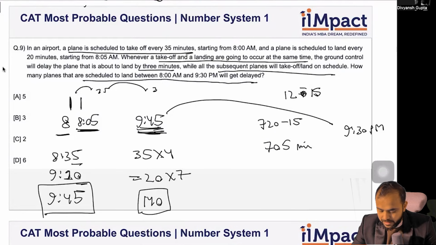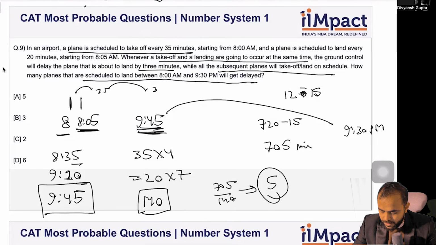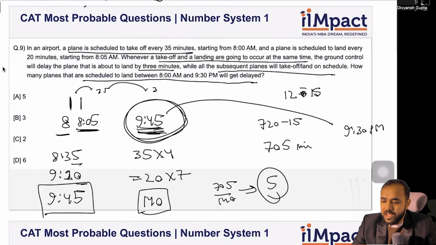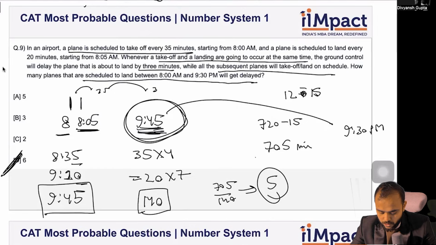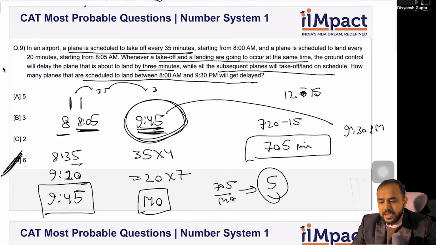And I have to break this 705 minutes into blocks of 140. At every 140th minute, you will have one coinciding takeoff and landing. So 705 by 140 will give me 5 plus this 9:45. So I will have 5 plus 1, that is 6 such instances. So this is actually a question of LCM. They just tried to complicate it by introducing hours and minutes. So you can convert the entire duration into minutes and solve further.